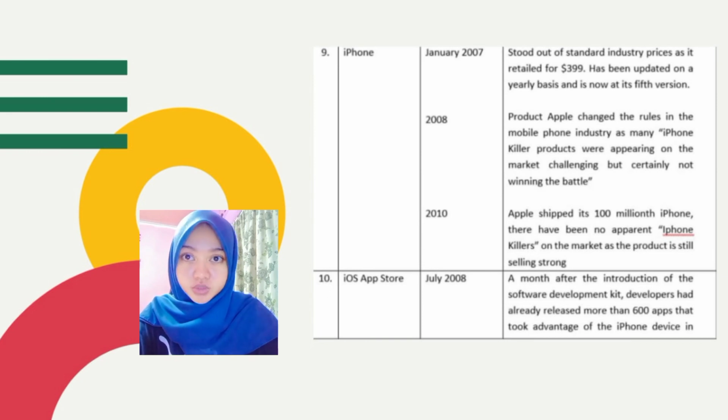Many iPhone killer goods appeared on the market in 2008, challenging but not winning the battle. After that, Apple shipped its 100 millionth iPhone in 2010, and there have been no obvious iPhone killers on the market since then, as the product continues to sell well. The iOS App Store launched in July 2008. Developers had already created over 600 apps that took advantage of the iPhone device in fascinating new ways a month after the software development kit was introduced, giving both monetary motivation and creative ideas to new developers.